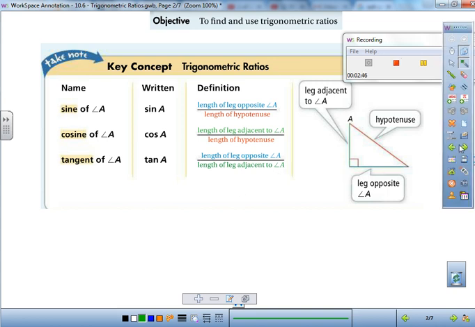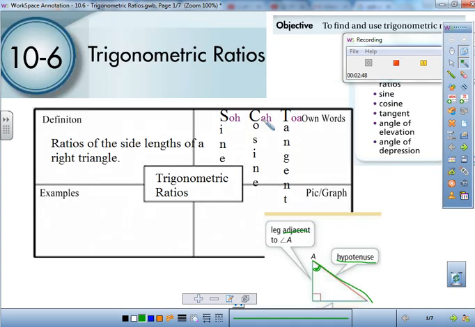So if you just remember SOHCAHTOA, you will not forget. So, sine, opposite over hypotenuse, cosine, adjacent over hypotenuse, tangent, TOA, opposite over adjacent.